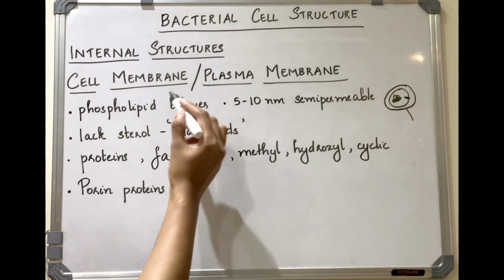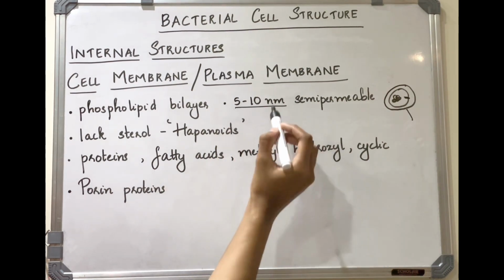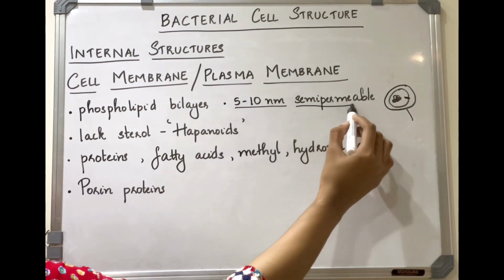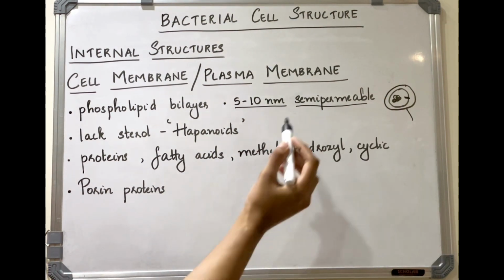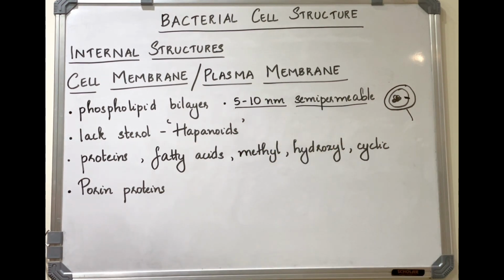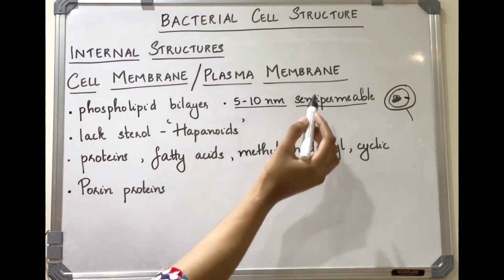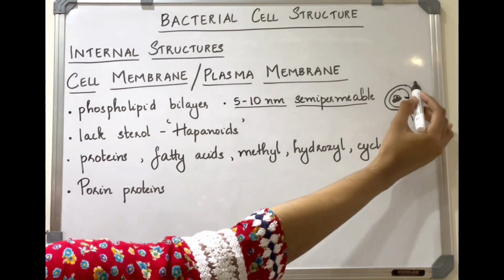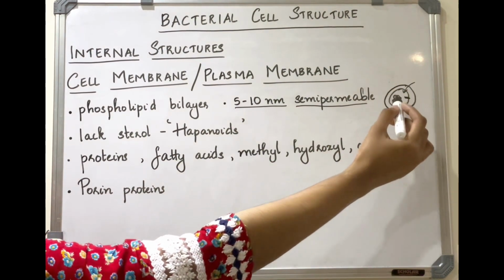Now this cell membrane is a very thin layer. It is a 5 to 10 nanometer semi-permeable layer. Now what does semi-permeable mean? Semi-permeable means it will not allow all the substances to pass through it. It will allow only certain substances to pass through it. It will allow the solvents to pass through, but it will not allow certain solutes to pass through that layer.